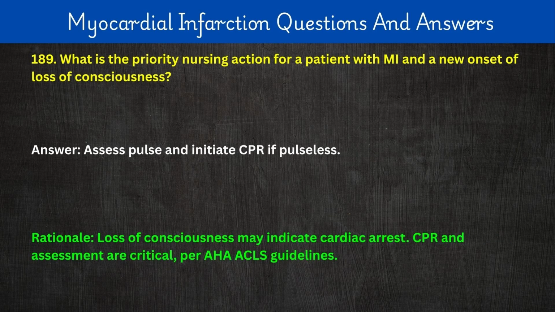189. What is the priority nursing action for a patient with MI and a new onset of loss of consciousness? Answer: assess pulse and initiate CPR if pulseless. Rationale: loss of consciousness may indicate cardiac arrest. CPR and assessment are critical per AHA-ACLS guidelines.